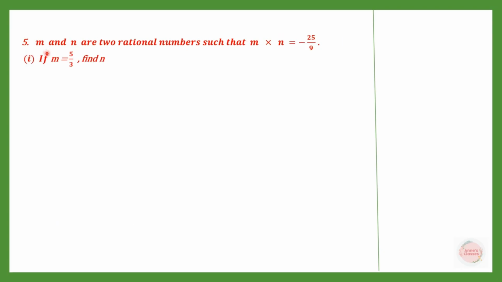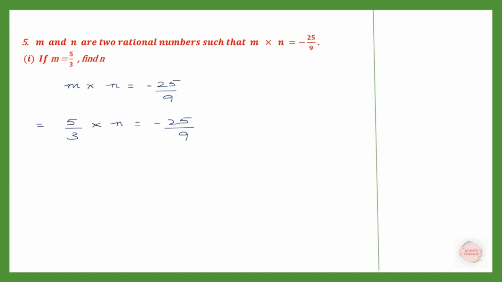Question 5. M and n are two rational numbers such that m into n is equal to minus 25 by 9. Now the first question is, if m is so much, we have to find n. So here we've been told that m into n is so much. So let's write that down first. So m into n is equal to minus 25 by 9. And we've also been told what m is. So let's substitute for m. So here it is 5 by 3 into n, which is what we need to find out. This is equal to minus 25 by 9.